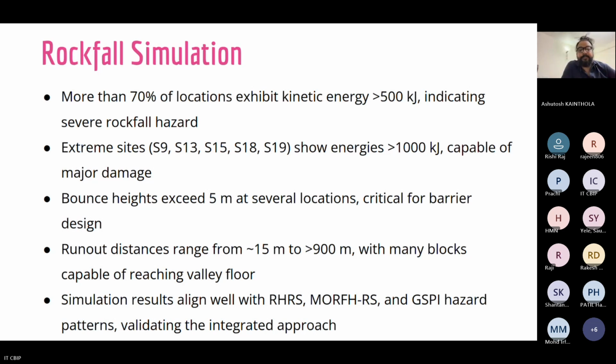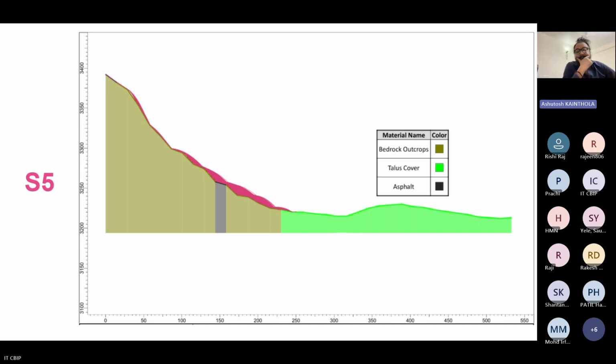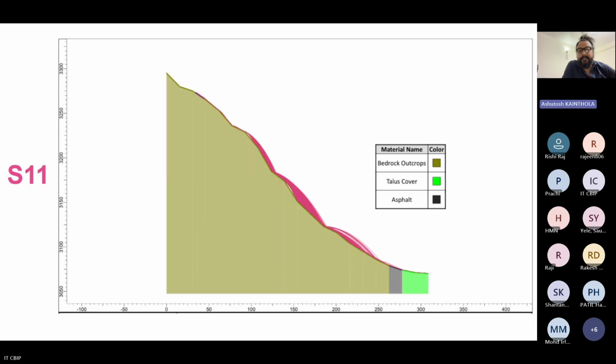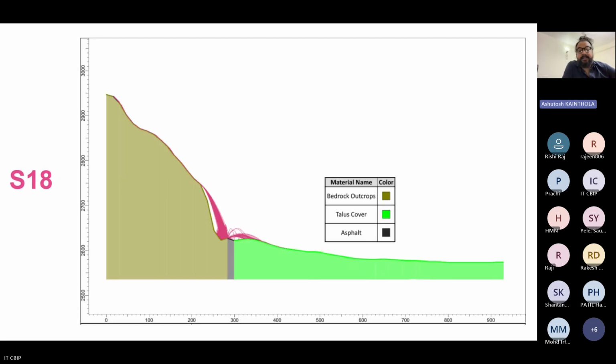Next, please. Yeah. So this is a screen grab of the simulation. We put in the properties of bedrock, talus, and road. The black portion that you're seeing is the road. So the restitution values were used as per the material there. Next, please. This is for S5. Next slide, please. Yeah, this is for S6. Next slide, please. Yeah, S11. This is Batseri. As you can see, it's pretty steep and the runout distance is quite high. Next, please. Yeah, this is near Sangla.